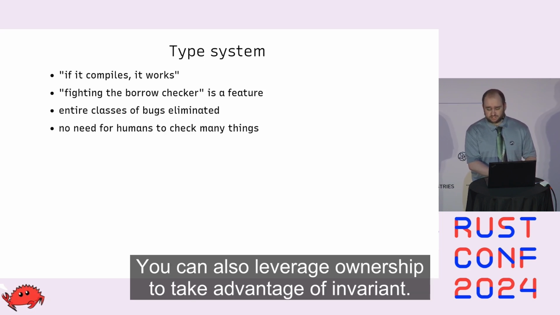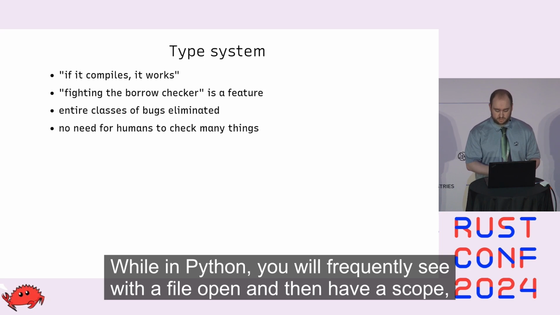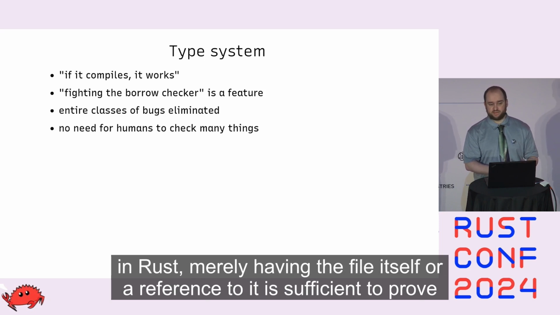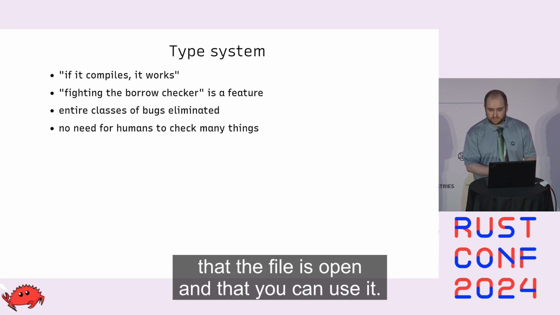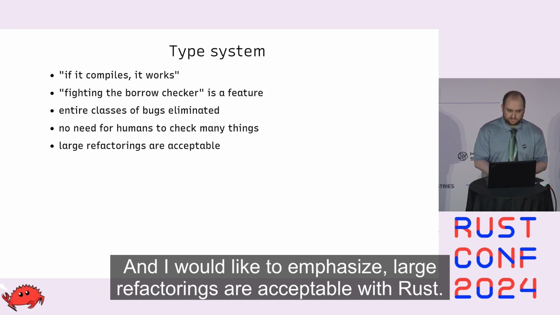You can also leverage ownership to take advantage of invariants. While in Python, you will frequently see with a file open and then have a scope, in Rust, merely having the file itself or a reference to it is sufficient to prove that the file is open and that you can use it. And I would like to emphasize, large refactorings are acceptable with Rust.